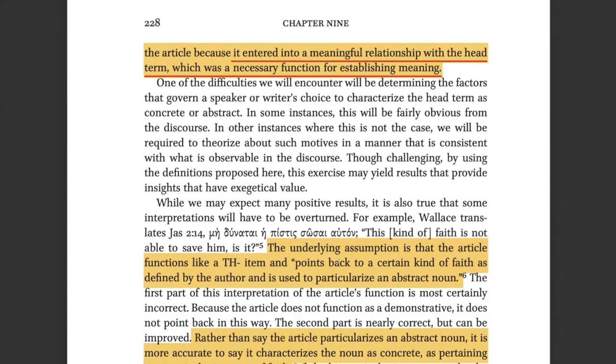Okay, anyways, let's keep going. While we may expect many positive results, it is also true that some interpretations will have to be overturned. So here's where he talks about what Wallace says.